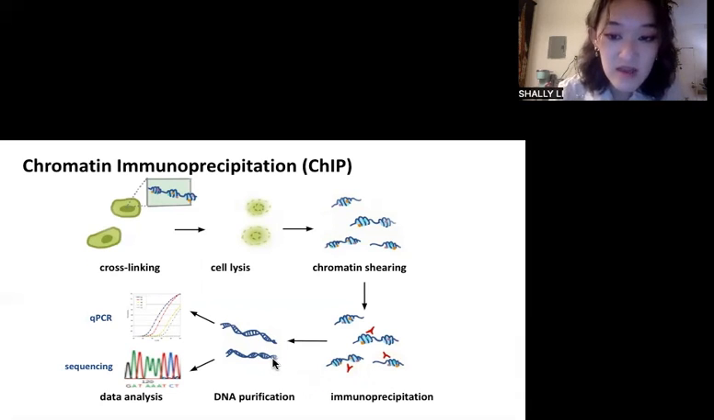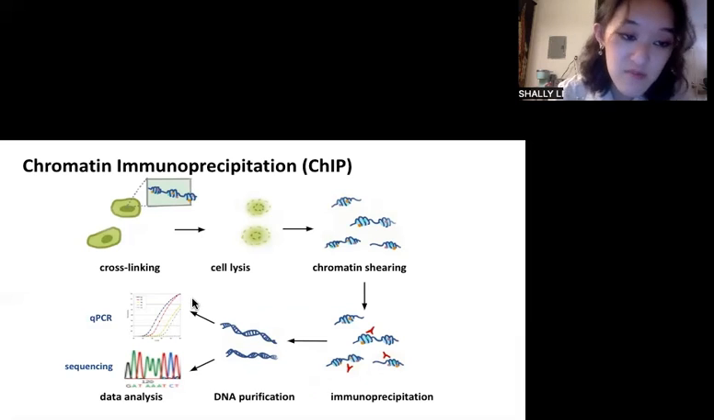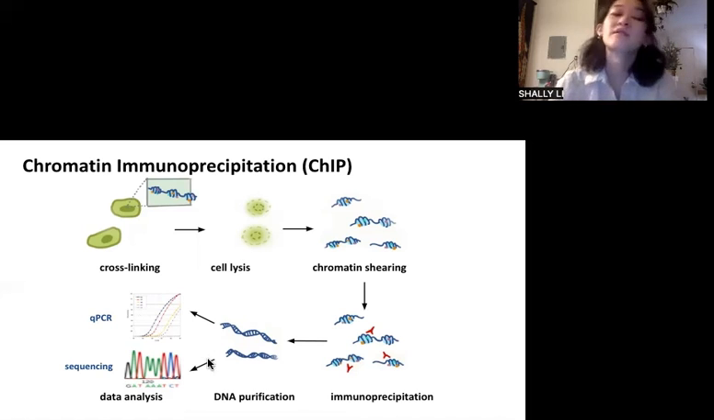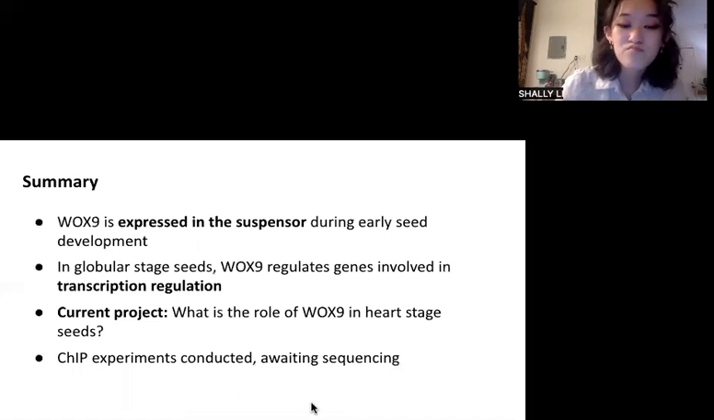And with that DNA, we can do 2 things, sequencing and qPCR. And so sequencing allows us to find the exact DNA sequences the WOX9 was bound to. Then we can match those sequences up to our already existing soybean genome to find out exactly what those genes are. And then once we know what the target genes are, qPCR, which stands for quantitative polymerase chain reaction, is a way of measuring the amount of DNA in a sample. And so that lets us know how much WOX9 binding we have to these target genes.